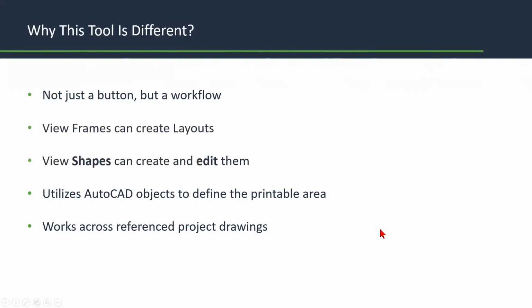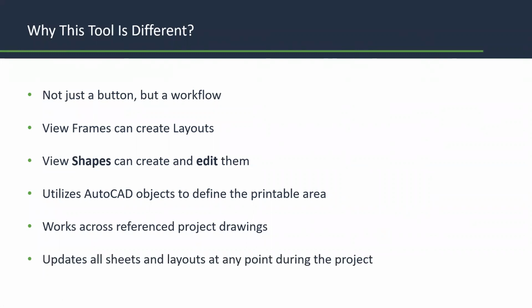When we're creating these objects, how we're manipulating them in the drawing is through AutoCAD objects. We're using polylines, blocks, and a variety of layer assignments to get this done. So we're using simple objects that pretty much everybody knows how to manipulate when we need to. And this allows us to work across referenced project drawings. So through data references and X references, this is going to share the information that we need into our plan sheets. Lastly, this is going to update all of our sheets and our layouts at any point during a project, and we'll see how that works by the time we get to the end here.